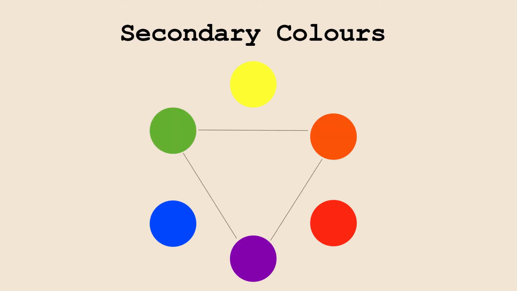Next is secondary colours, which include purple, green and orange. These colours are created by mixing together two primary colours. For instance, red and blue create purple, red and yellow create orange, and blue and yellow create green.